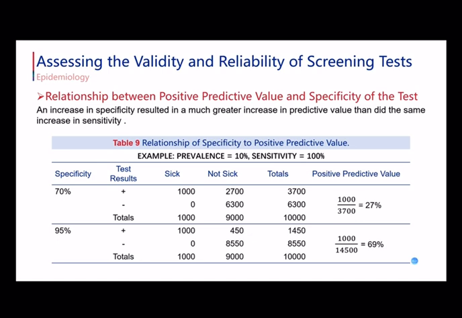The effect of changes in specificity on predictive value is also seen in Table 9. As seen in this example, even with 100% sensitivity, a change in specificity from 70% to 95% has a dramatic effect on the positive predictive value.